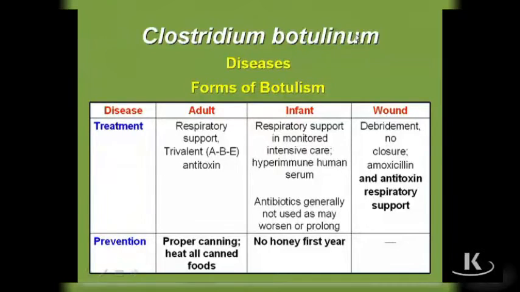So in this case of adult botulism, what you're going to do is give antitoxin. Now, the antitoxin does not cover all of the strains of toxin, but that is what's indicated for treatment of adult botulism. If you go over to infant botulism, if there's respiratory arrest, they'll clearly have to go on a ventilator. You can also give hyperimmune serum to neutralize the toxin. But I want you to look down at the bottom where it says antibiotics generally not used as it may worsen or prolong the illness.